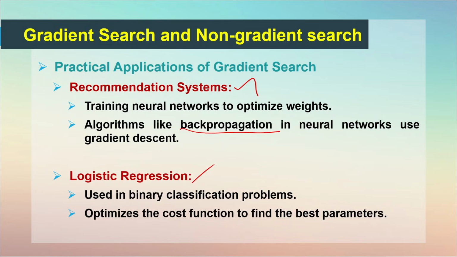Another important problem is logistic regression, particularly when you want to solve a classification problem that is binary in nature. For binary classification problems, you can go for logistic regression. Whatever may be the issue, when you want to optimize the cost function, say my cost function is something else and I want to optimize it, why do you want to optimize? Because I want to find the best parameters. In order to find the best parameters, I need to optimize the cost function, and in that case I can go for gradient search, and this is one of its applications.